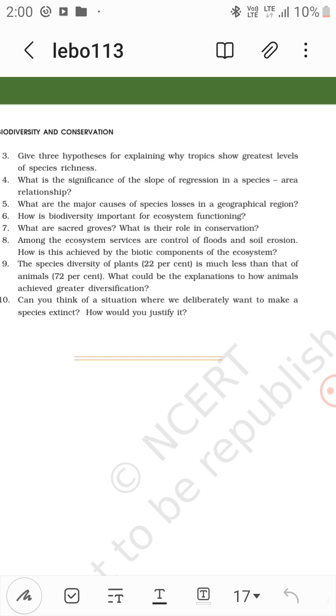Among the ecosystem services are control of floods and soil erosion. How is this achieved by the biotic components of the ecosystem? Control of floods and soil erosion is broadly utilitarian. How is this achieved by biotic components of the ecosystem?